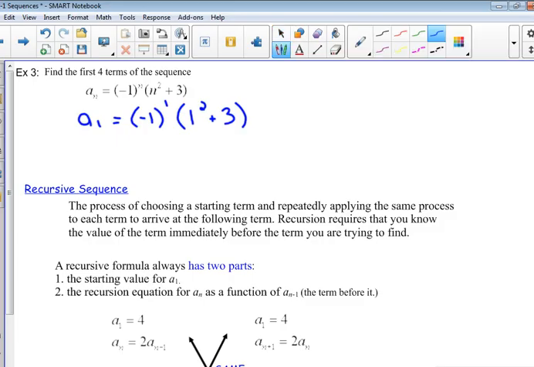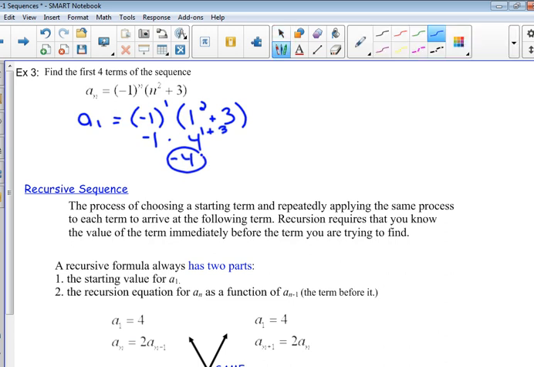So now this part's -1 times, well, I have to do all this stuff in parentheses next. Let's see, 1 squared is 1. Plus 3 is going to give me 4, yep. So now I can do -1 times 4, perfect. So my a sub 1, the first term, is going to be -4.